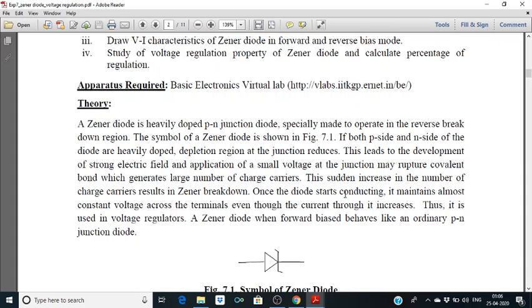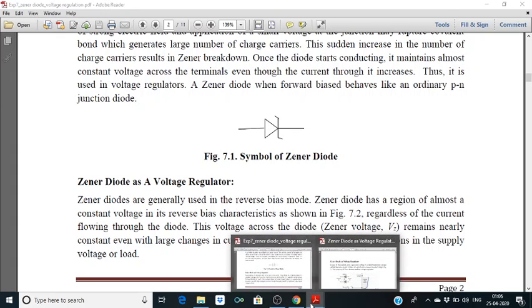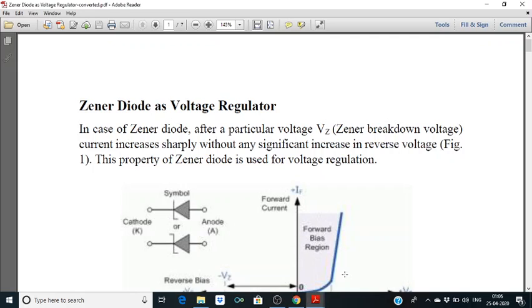Once the diode starts conducting, it is the special property of Zener diode, due to which it can be used in voltage regulators, that it maintains almost constant voltage across the terminals even though the current through it increases. In forward bias, the Zener diode behaves like an ordinary p-n junction. This is the symbol for Zener diode. Now how it works as a voltage regulator.